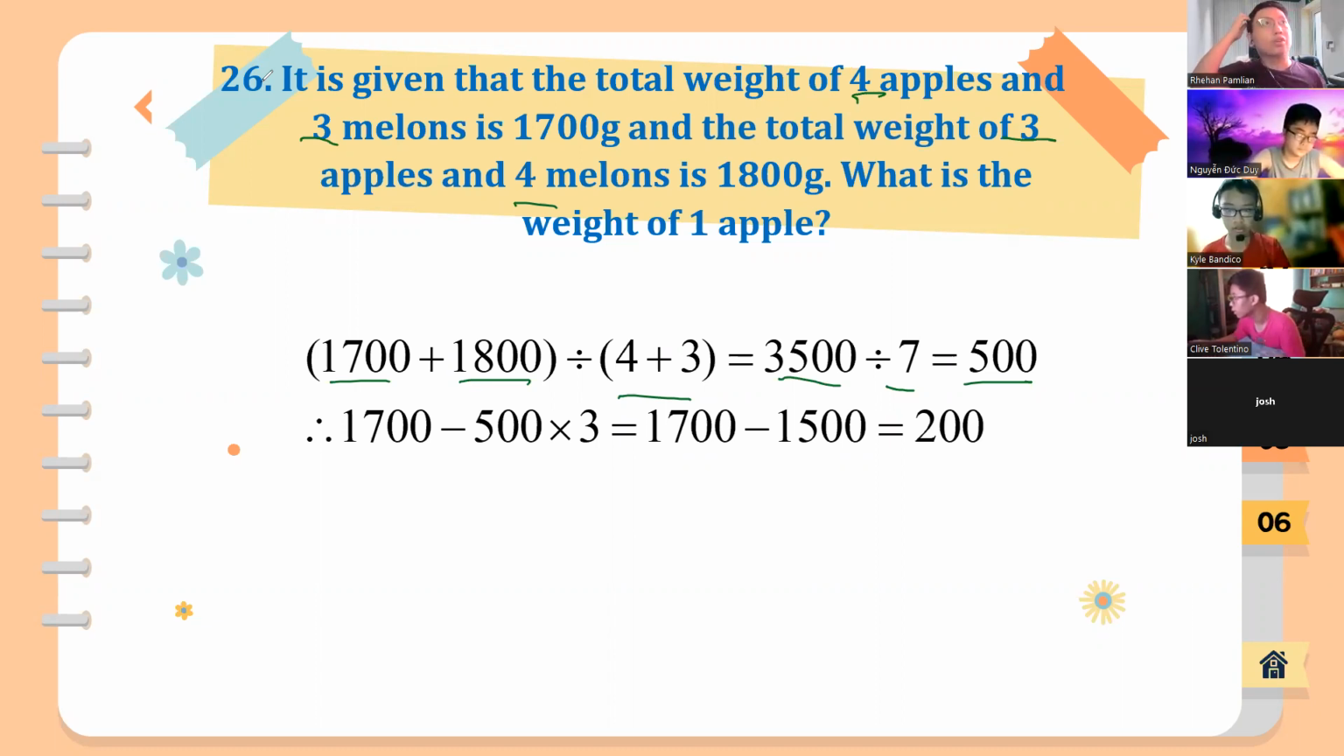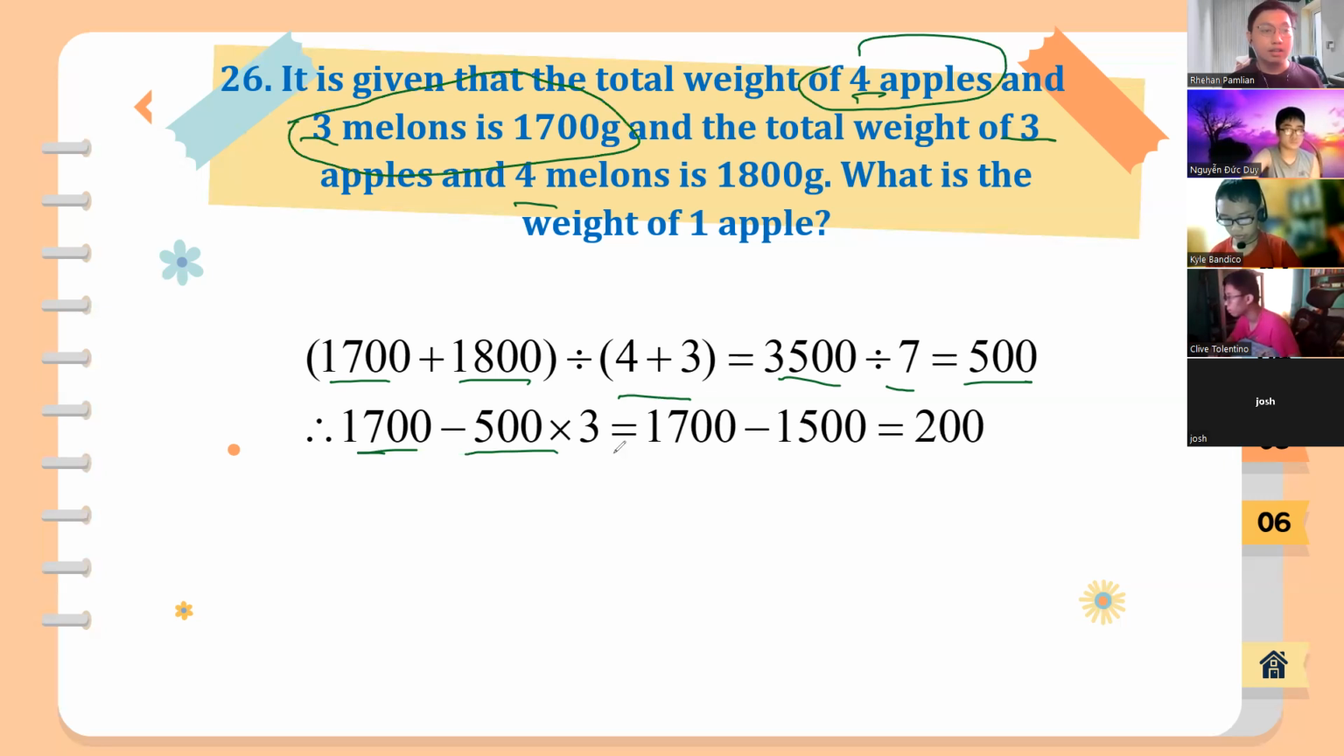Okay, so going back to the problem, basically 1/7 minus 500 times 3. So 500 because we divide by 7, and then there's 3 apples. We know that there's 3 apples given in this sentence, right? So 1/7 minus 3 apples, assuming that 500 would be the grams of each apple, we would get 200. Okay, but how do we put this in an algebra way?